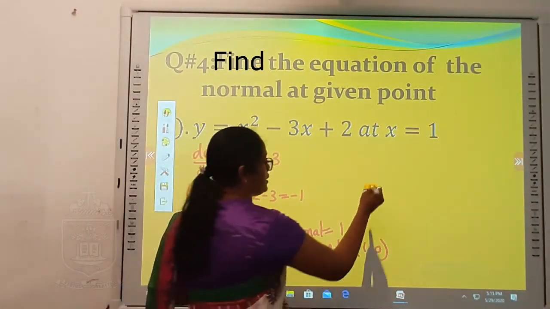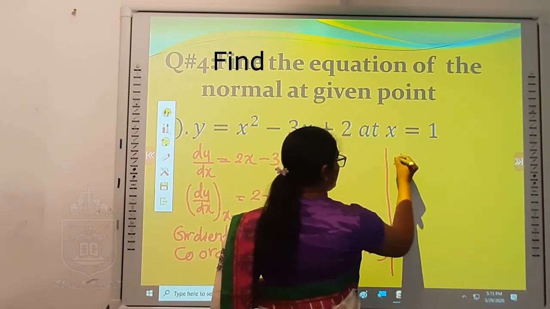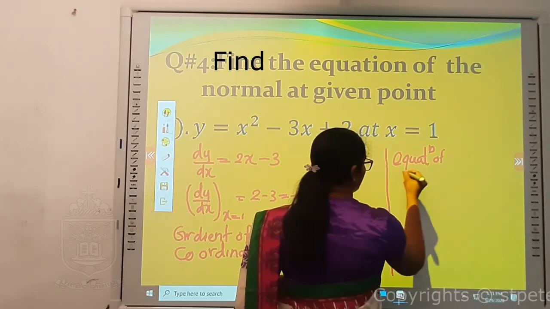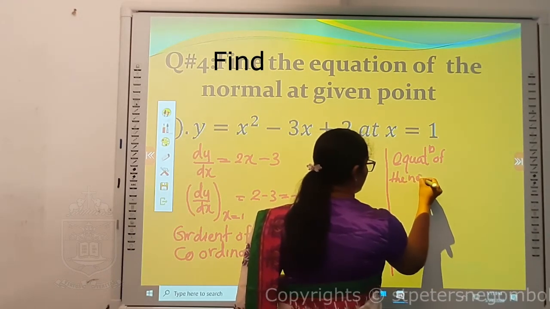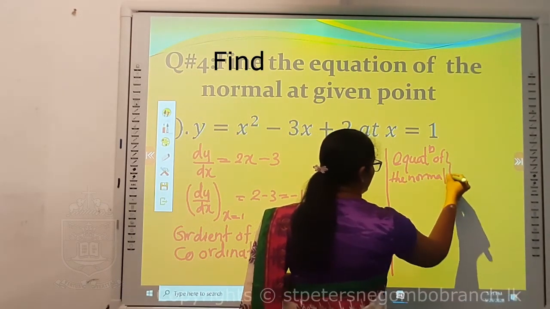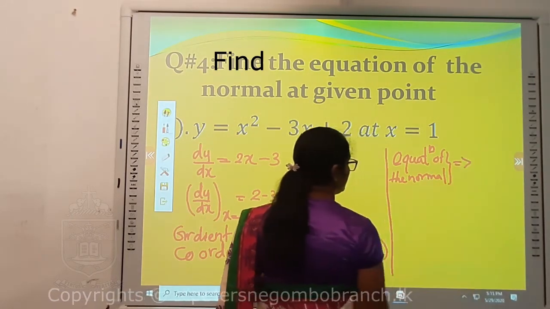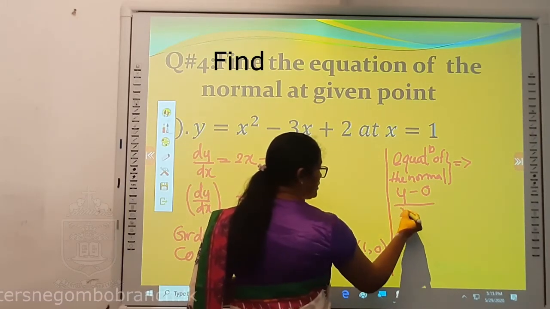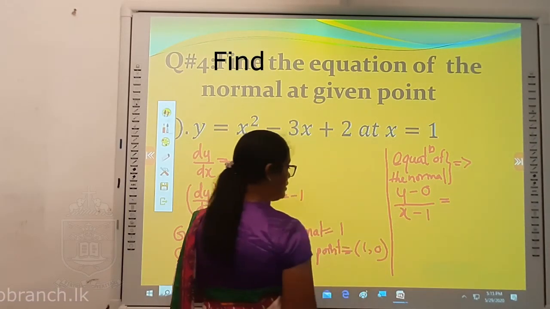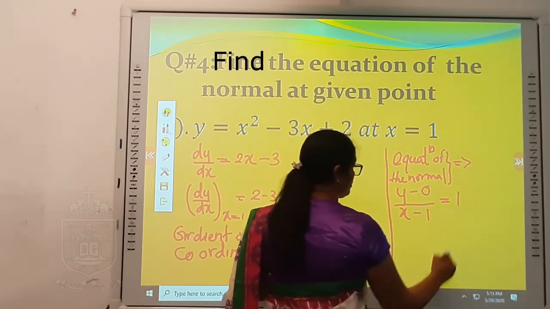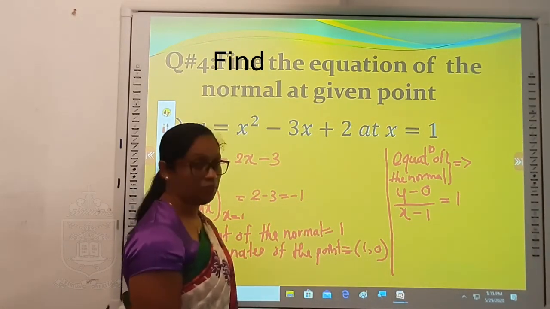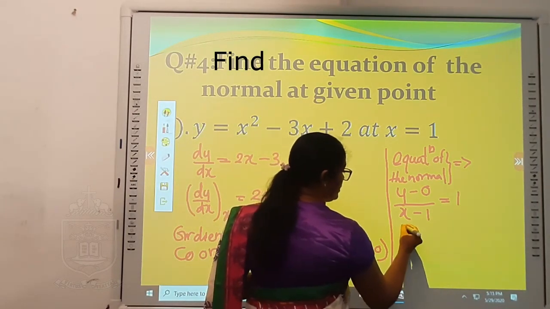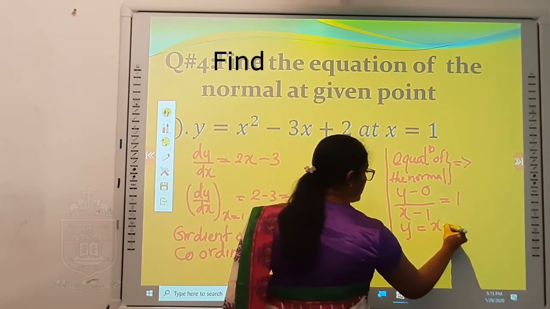So we can apply the straight line theory. The equation of the normal, you can write like this: y minus the y coordinate, which is 0, over x minus 1, is equal to the gradient which we have found. The gradient is 1 here. Now just apply cross multiplication and arrange it into the pattern of a straight line. So y is equal to x minus 1.